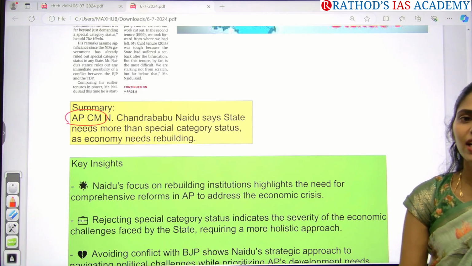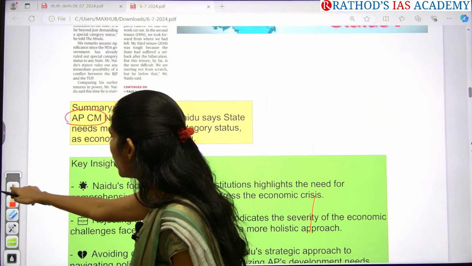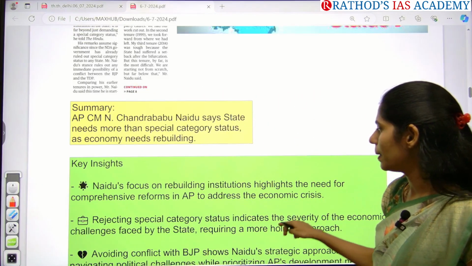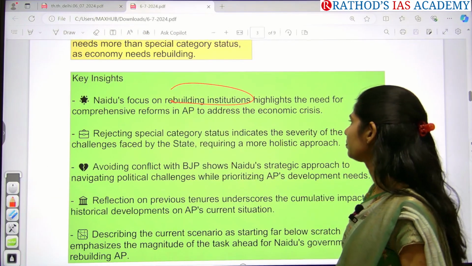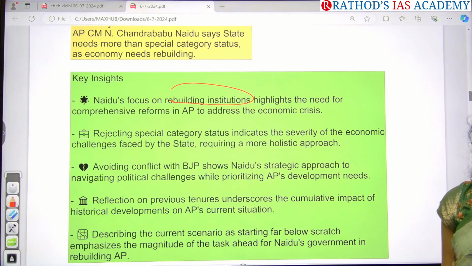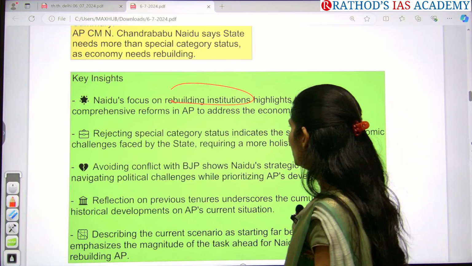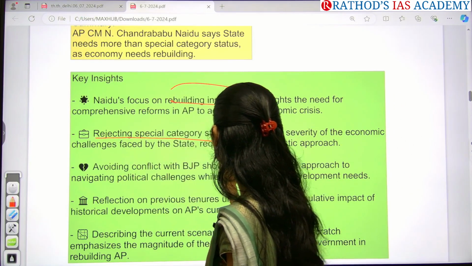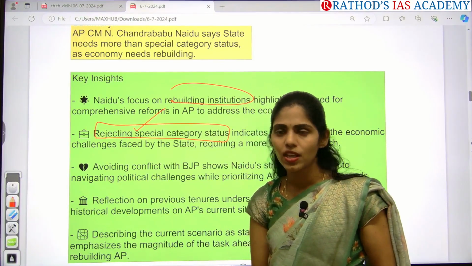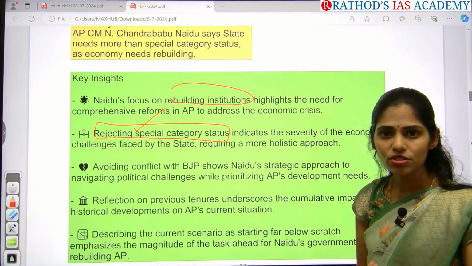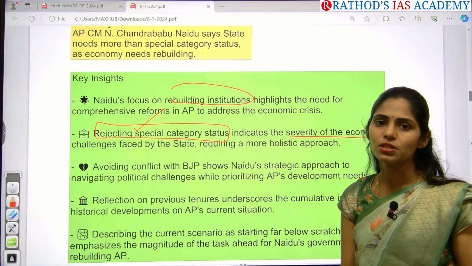If you see some key highlights of this article, the new government of the state of AP wants to focus especially on rebuilding institutions, and especially wants to address the economic crisis faced by the state. They are rejecting special category status, saying that we need something more than it. Why? Because it indicates the severity of the economic challenges faced by the state.